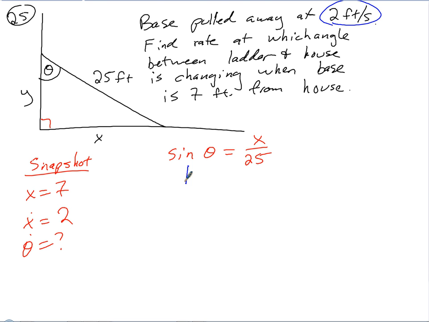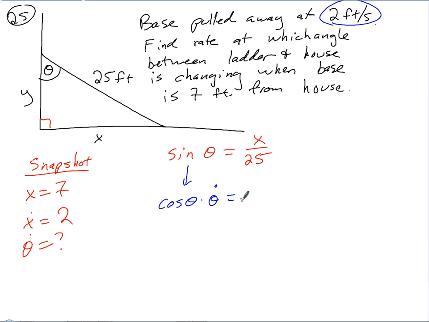What are we going to get from the first term if I differentiate sine theta? The derivative of sine is cosine, times theta dot. Equals, what's the derivative of x over 25? Do I have to use the quotient rule? No. Good. The 25 on the bottom is just 1/25.